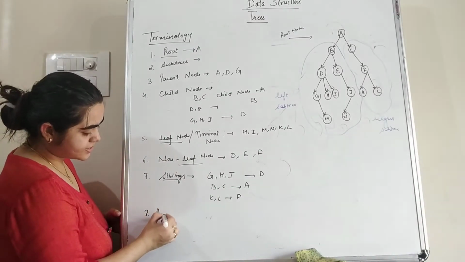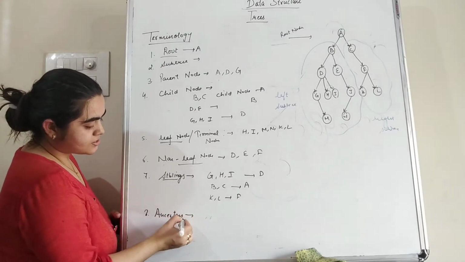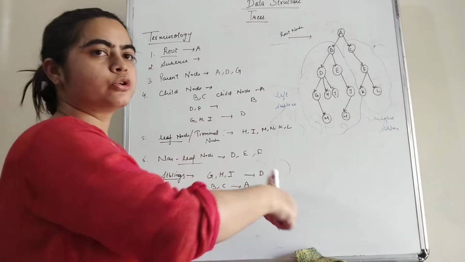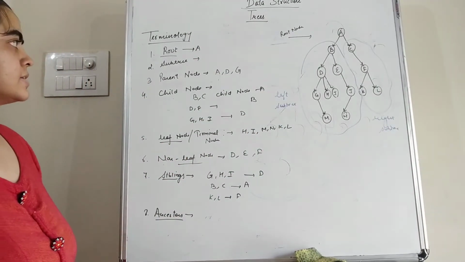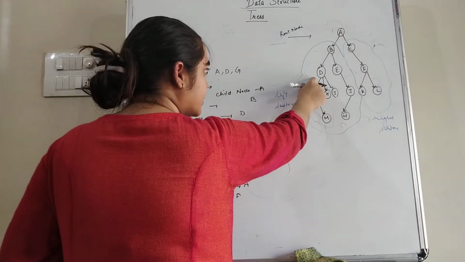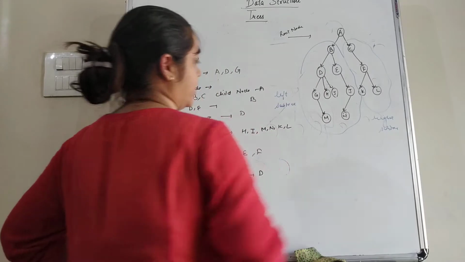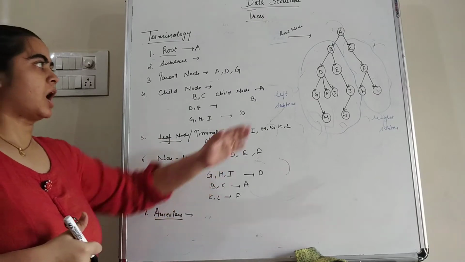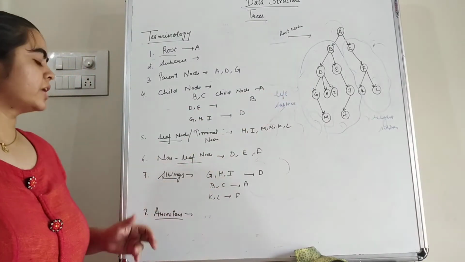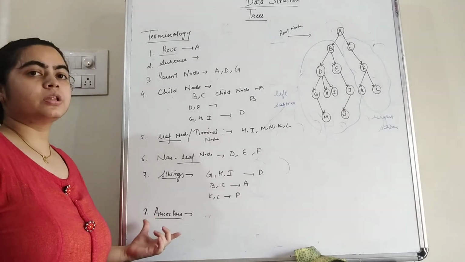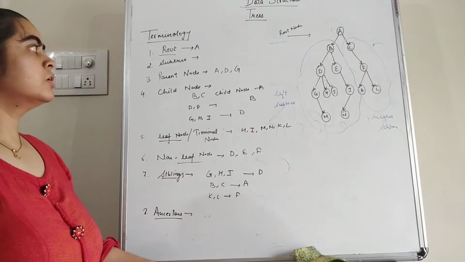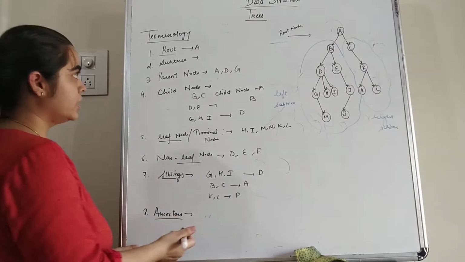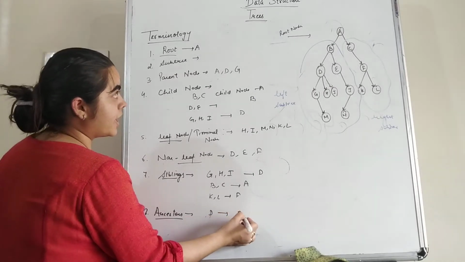Next, students, ancestors. Ancestors means all the nodes from the root node to that particular node. For example, for this D, the ancestors are B and A. Starting from the root node, all the nodes on the path that connects D with the root are known as the ancestors. So for D, the ancestors are B and A.